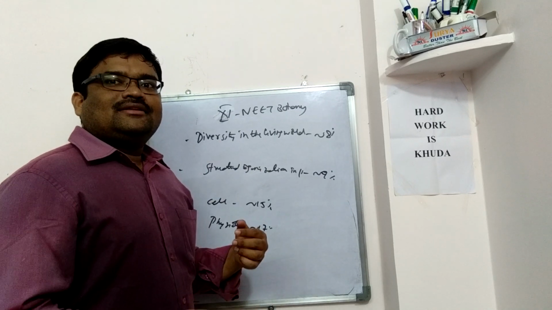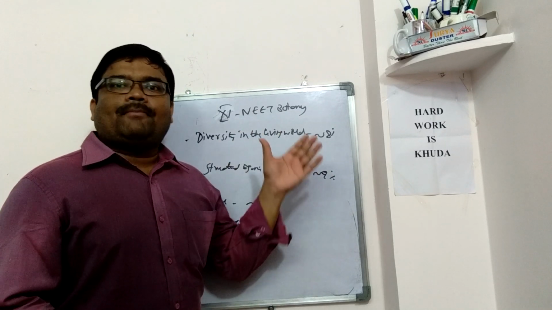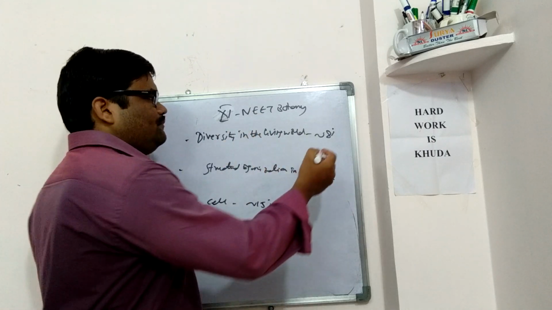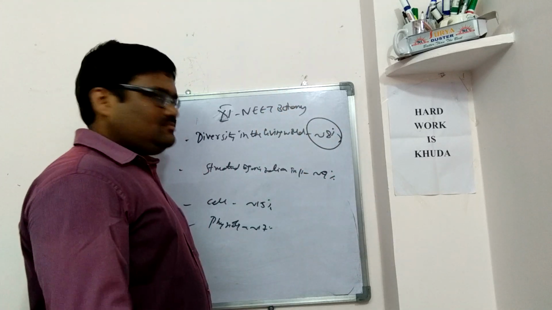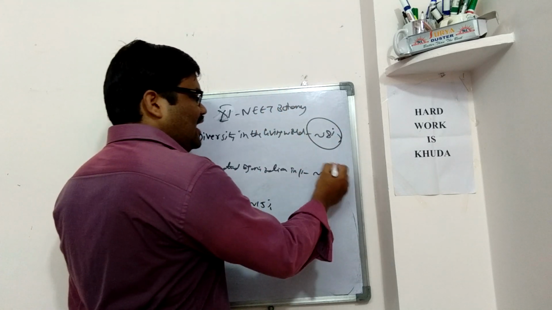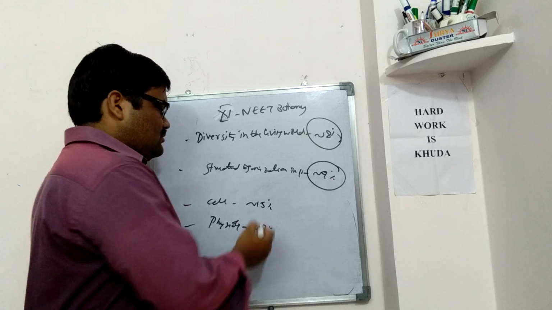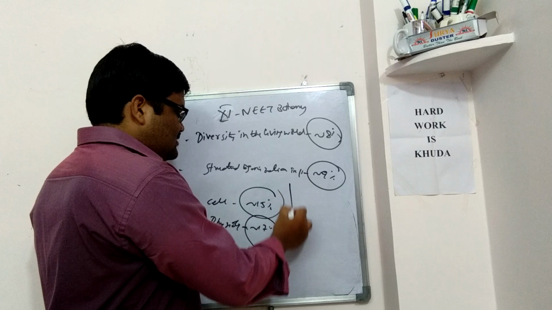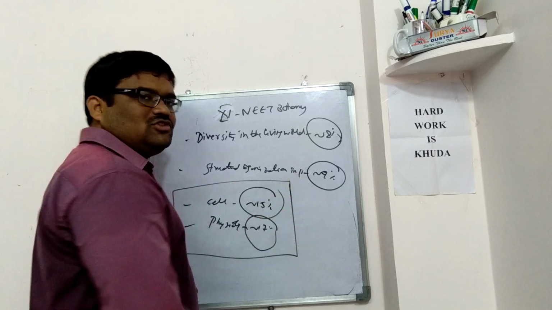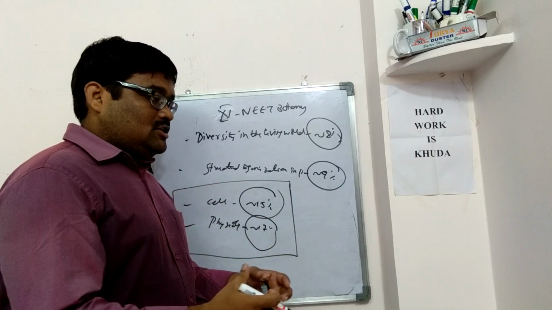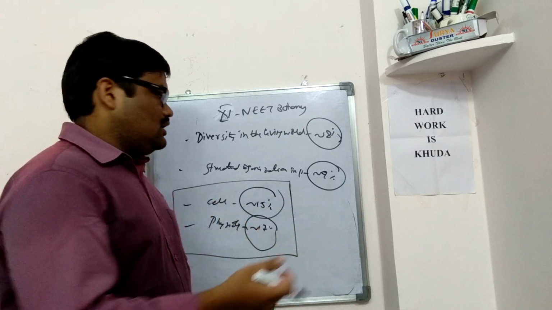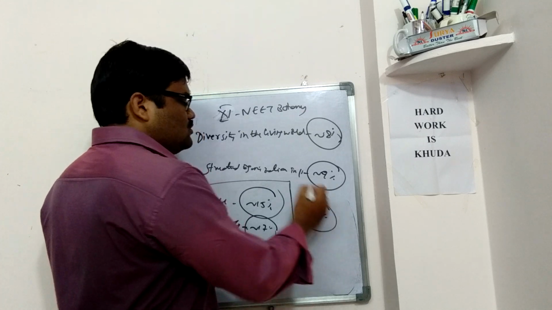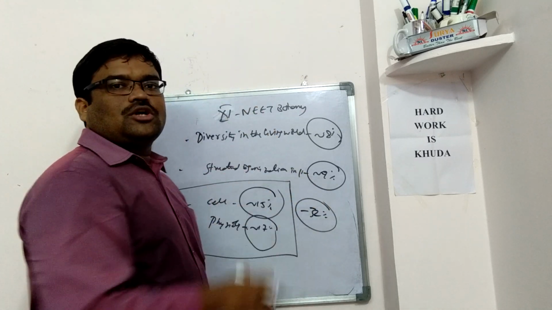Right. Then, let's go to the individual approximate weightage of the different chapters. Diversity in the living world, as we have mentioned already in the last class, nearly 8%. Structural organization in plants, nearly 9%. Cell structure and function, nearly 15%. Plant physiology, nearly 17%. It means cell structure and function and plant physiology hold the major share in class 11, nearly around 32%. So, we should focus much on these two chapters, as I mentioned.